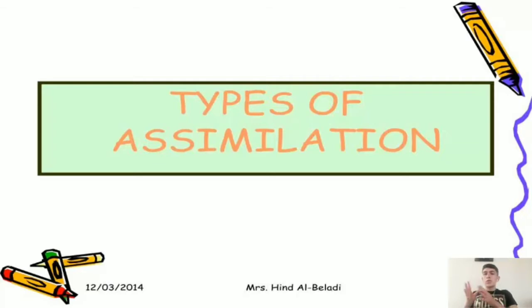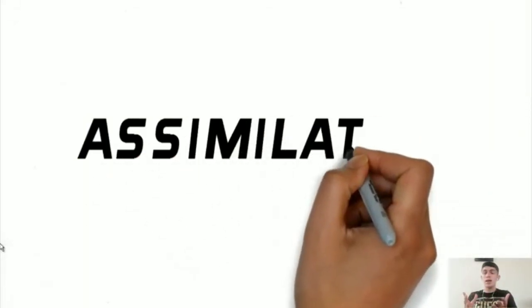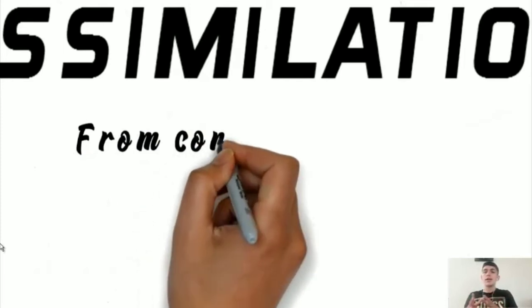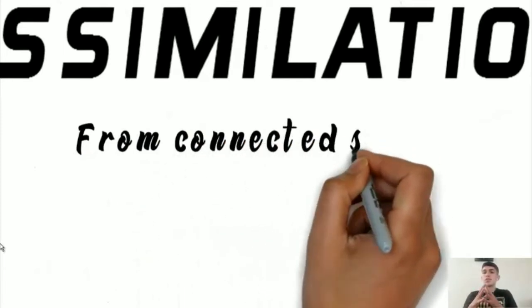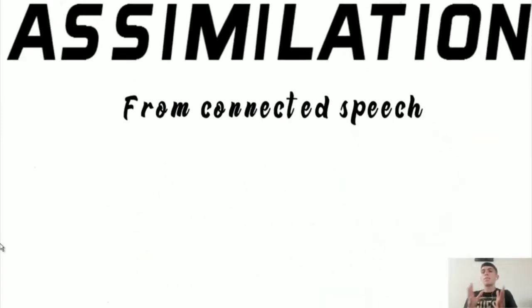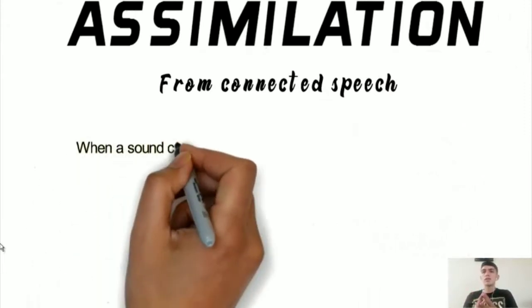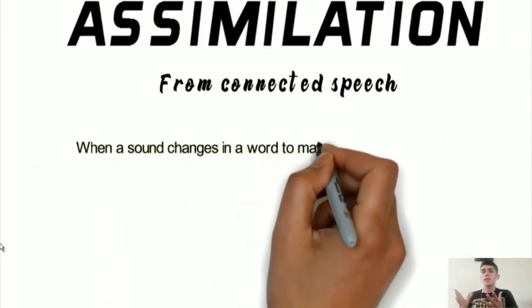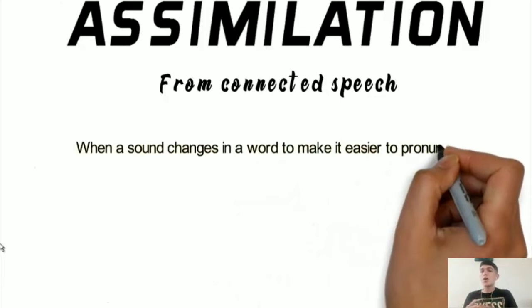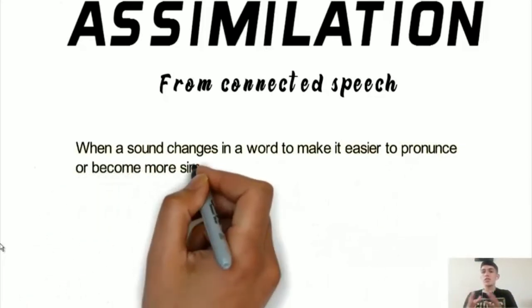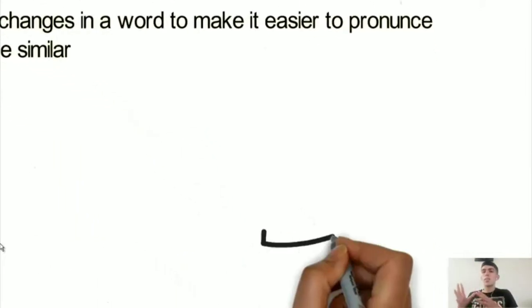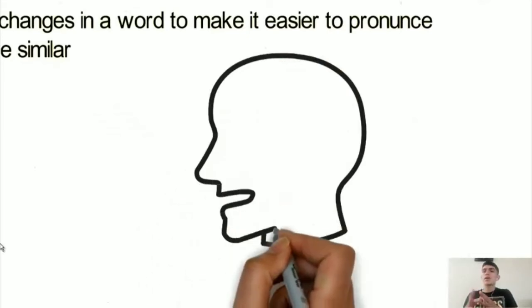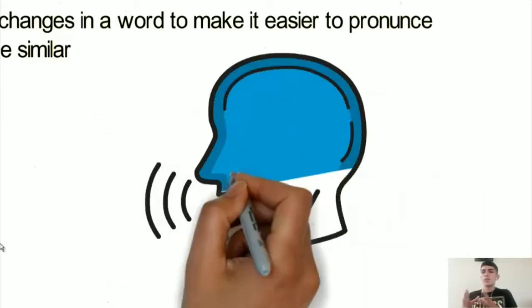Okay, so when we talk about connected speech, it's really important also to keep in mind assimilation. Assimilation is an aspect to sound more natural. Basically, when a sound changes to become more similar or easier to pronounce in a sentence, we define it as assimilation. Here we have a couple of types or rules when we talk about this topic.